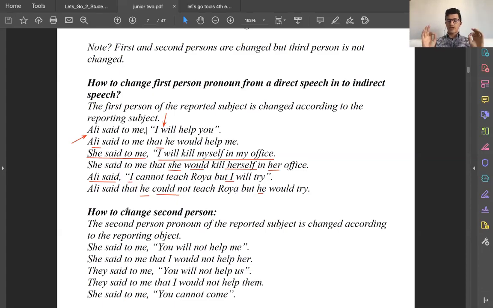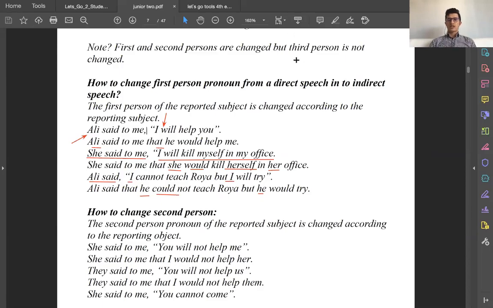Okay guys, so if you have more pronouns in your sentence, all of them should be changed according to this formula. It doesn't matter if it is a subjective pronoun, objective pronoun, reflexive pronoun, or possessive pronoun, any type of them should be changed according to this formula.